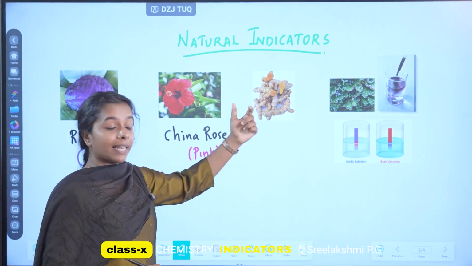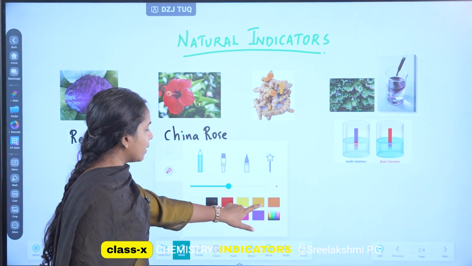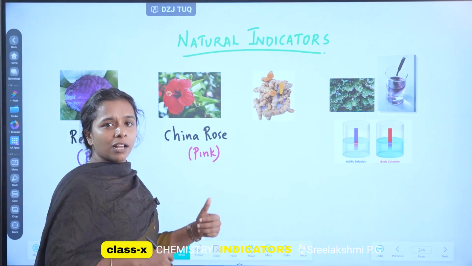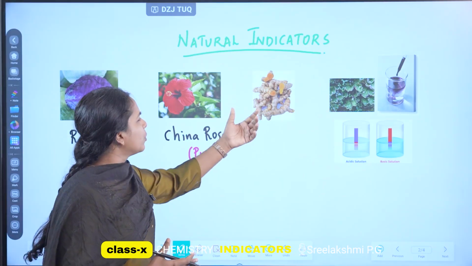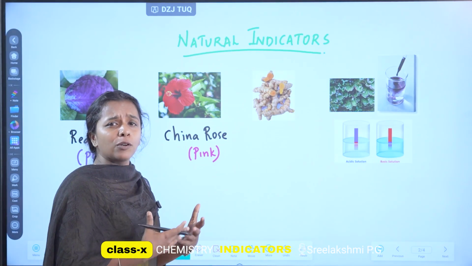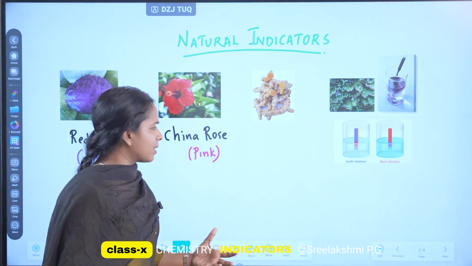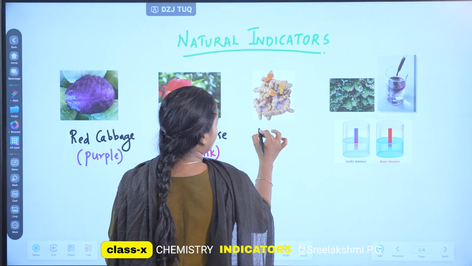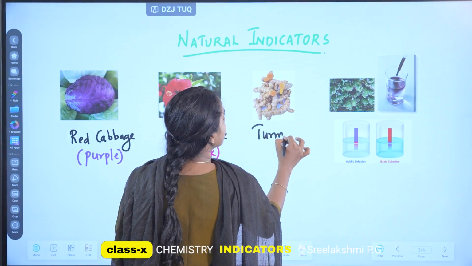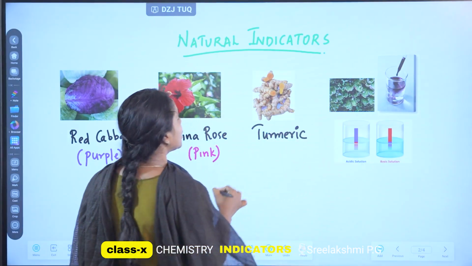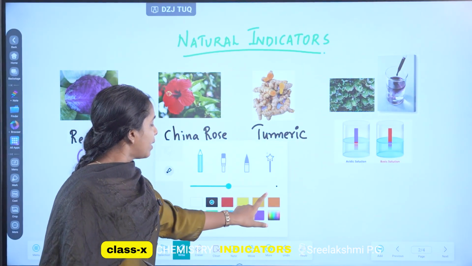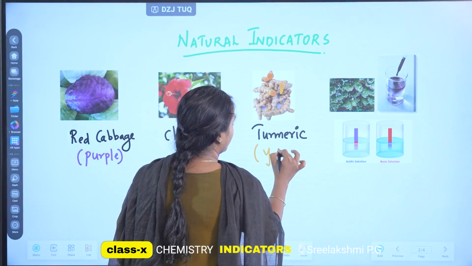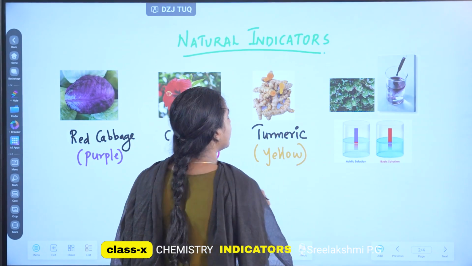Now we have the third example, that is turmeric. You have already seen turmeric in our kitchen. For all the curries we use turmeric, because it has a load of useful properties. So here we have the third substance, turmeric. Turmeric is an example of a natural indicator. What is the color of turmeric? Everyone knows. Its color is yellow.